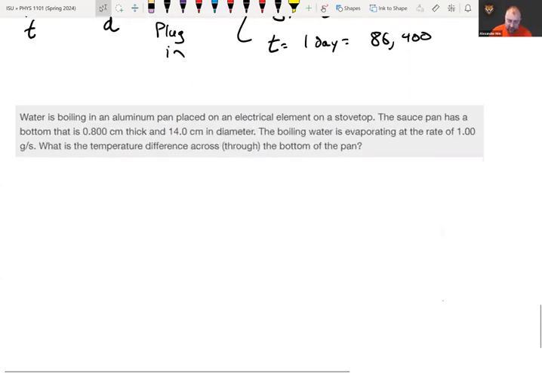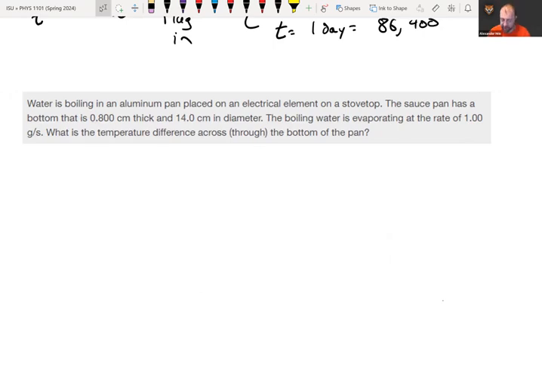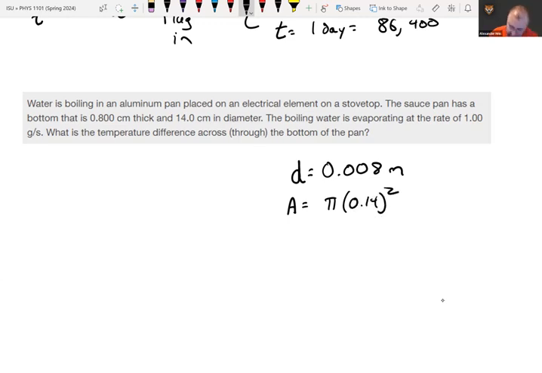There we go. Okay. Water is boiling in an aluminum pan placed on an electrical element on a stovetop. The saucepan has a bottom that is 0.8 centimeters thick. So I would start just writing things down. I can kind of tell that this is going to be a heat conduction problem. So I would make sure to convert it to meters. 0.8 centimeters, 0.008 meters. 14 centimeters in diameter. So that's going to give me an area, and it's going to be pi times 0.14 squared. Okay. So that's something we can find.